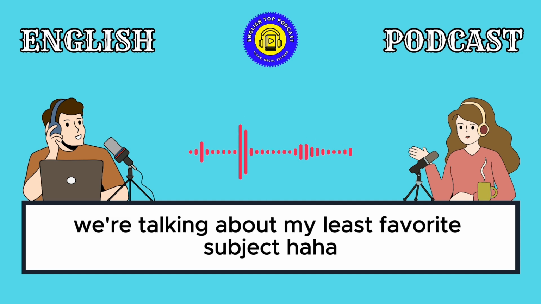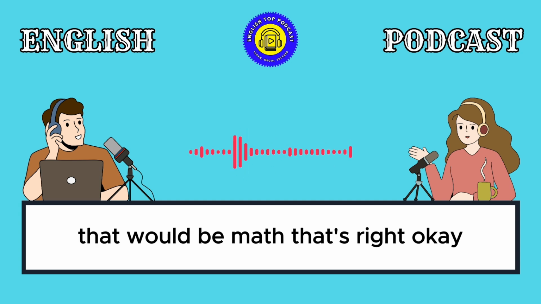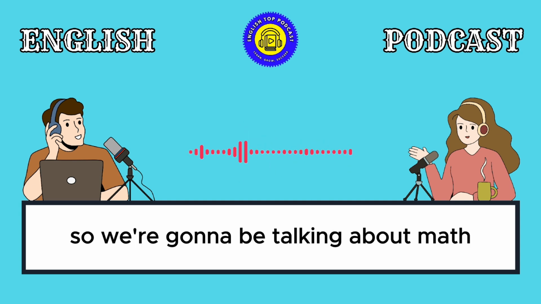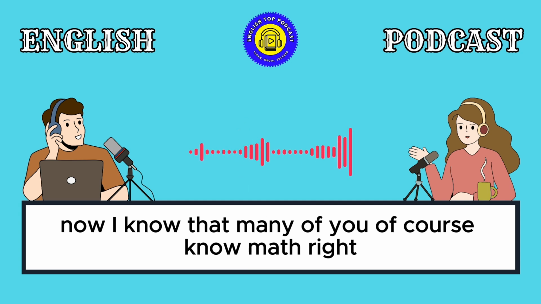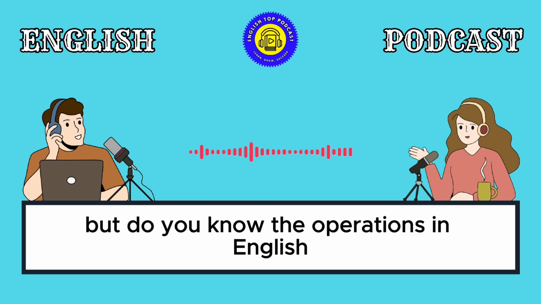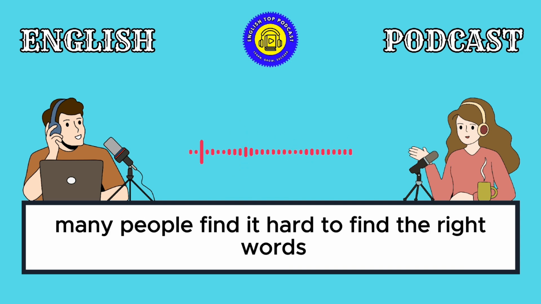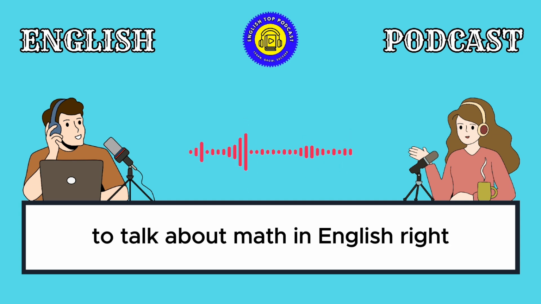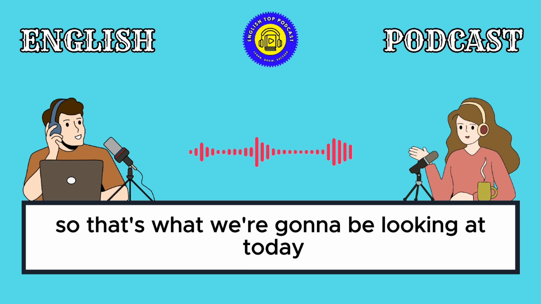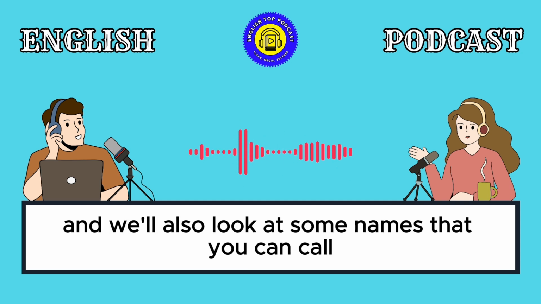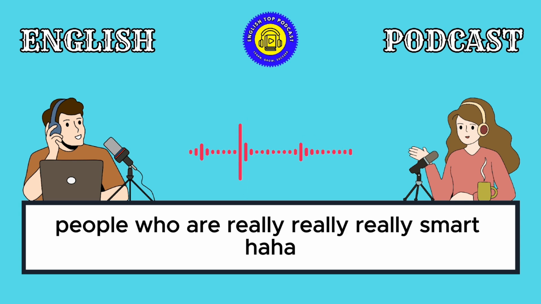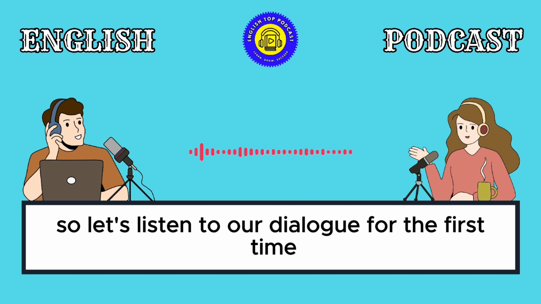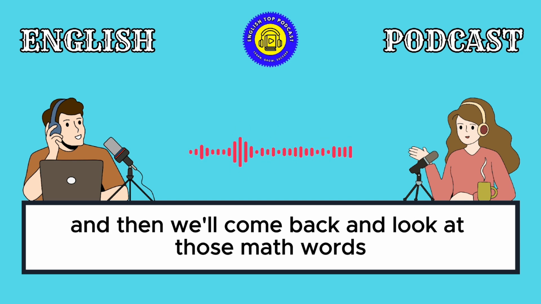That's right. We're talking about my least favorite subject. That would be math. Okay, so we're going to be talking about math. Now, I know that many of you, of course, know math. But do you know the operations in English? Many people find it hard to find the right words to talk about math in English. So that's what we're going to be looking at today. And we'll also look at some names that you can call people who are really smart. So let's listen to our dialogue for the first time, and then we'll come back and look at those math words.